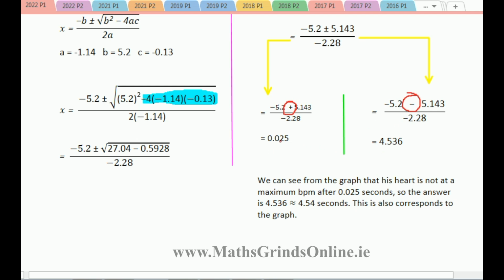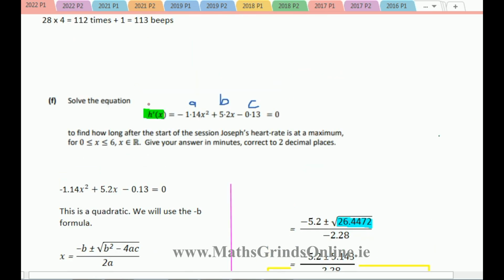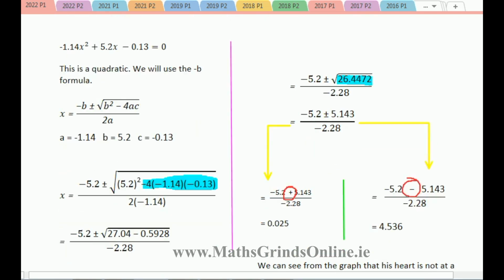Okay, so this answer here, we can see from the graph that his heart rate is not at a maximum BPM after this number here. So this answer, 4.536, which I'm going to round up to 4.54 seconds. This also corresponds to the graph. That's just an extra note added in there for people that were aware that this would relate to the maximum when it's equated equal to 0.